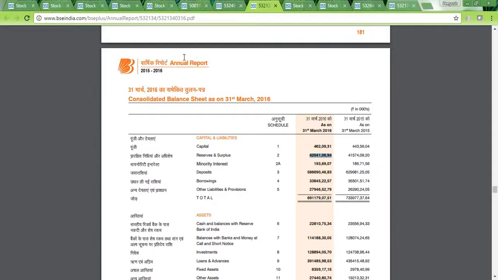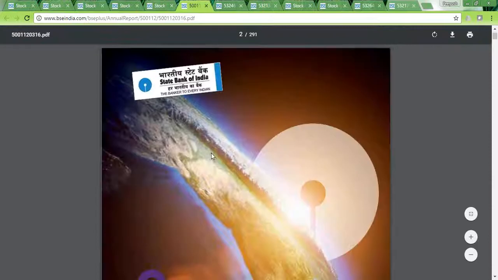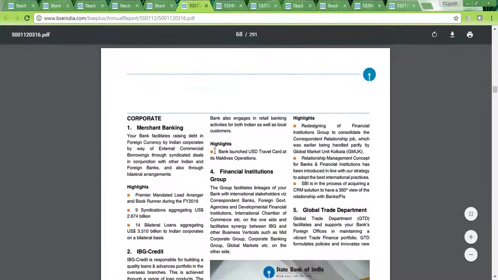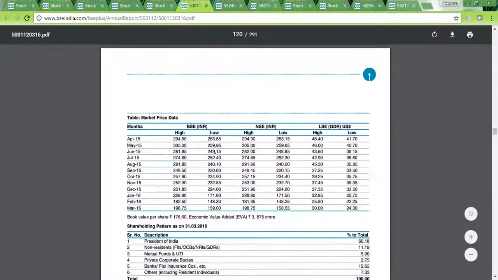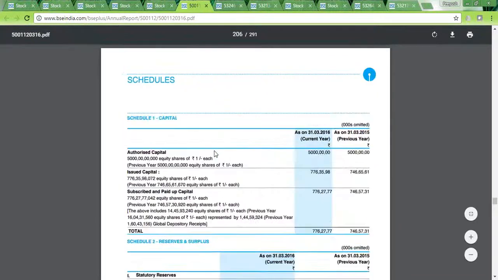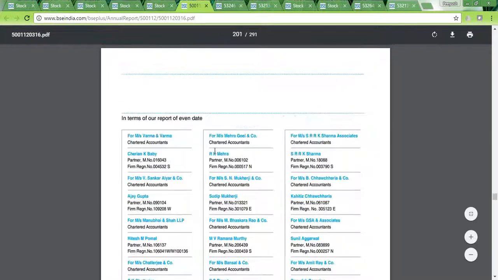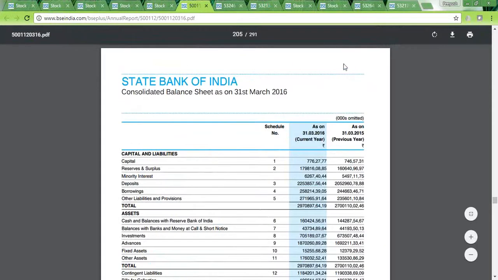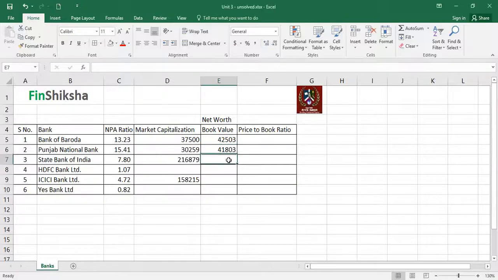Let's try and find the same for State Bank of India. State Bank of India again will probably give us this data somewhere around the page number 200 or so, most likely, because first the standalone statements come and then the consolidated statements come. So independent auditors report, that's the consolidated balance sheet. Capital is 776 crore and this is 179816 crore, right? So 179816 plus 776, that's the book value for SBI.